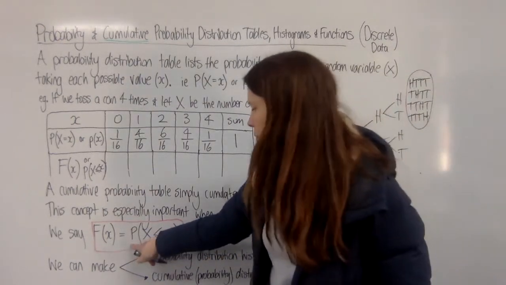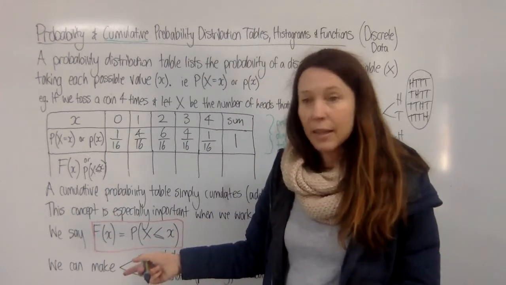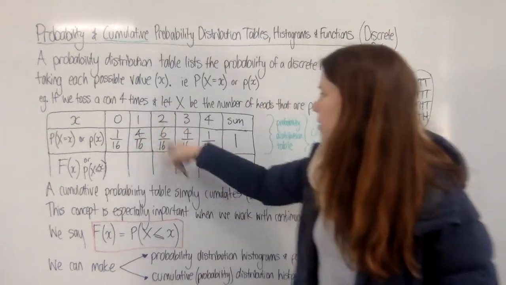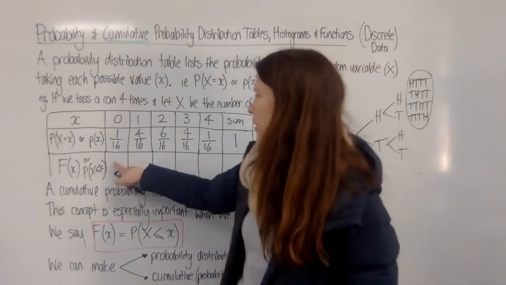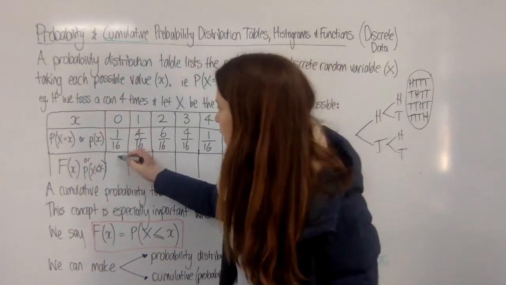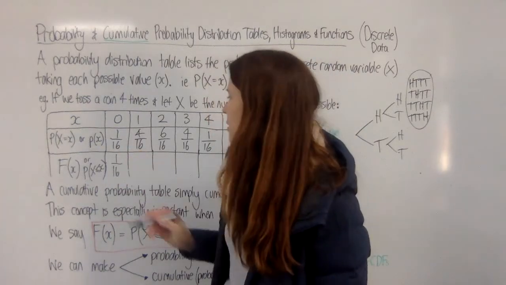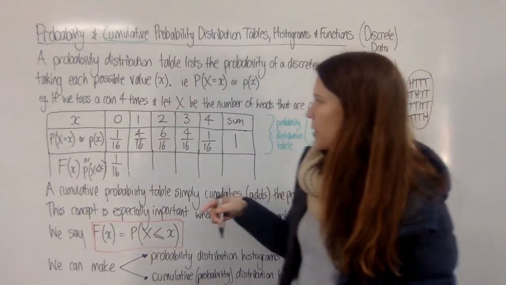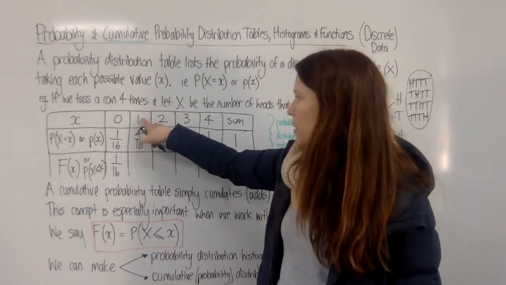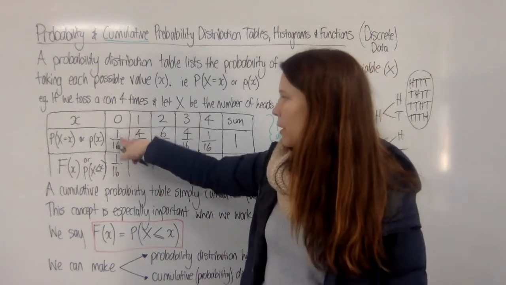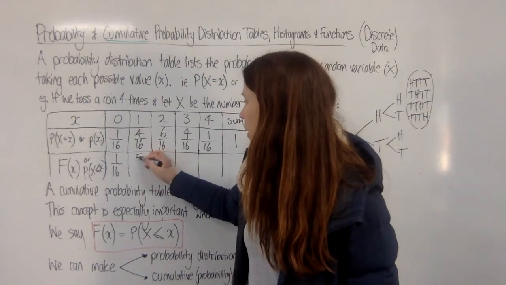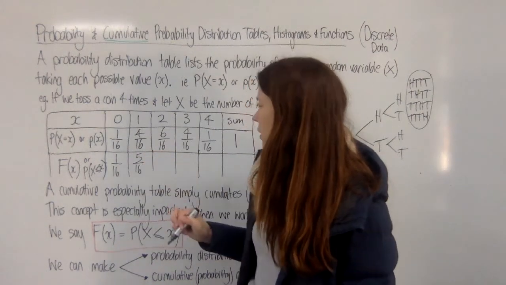Well, we're saying what's the probability that the number of heads I get is less than or equal to each of these? Okay, well the probability that the number of heads I get is 0 or less, can't get less than 0, it'll have to just be equal to 0, 1/16. What's the probability that the number of heads I get is 1 or less? Well, it's going to be the probability of getting 1 plus the probability of getting no heads at all. So not 4 or 1, but 5/16.